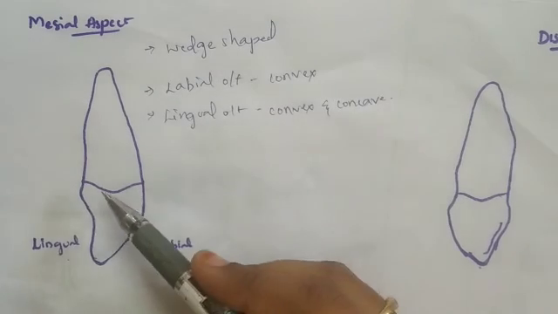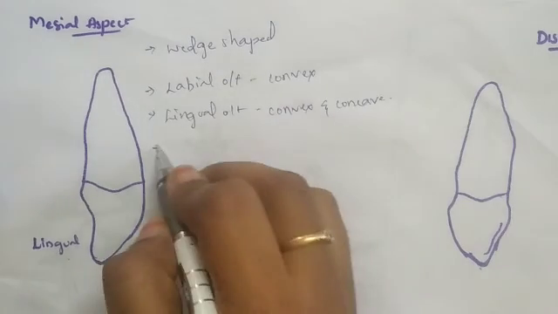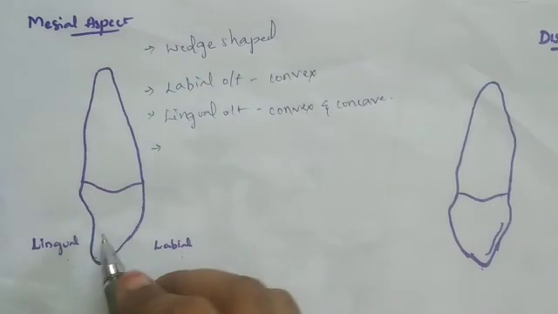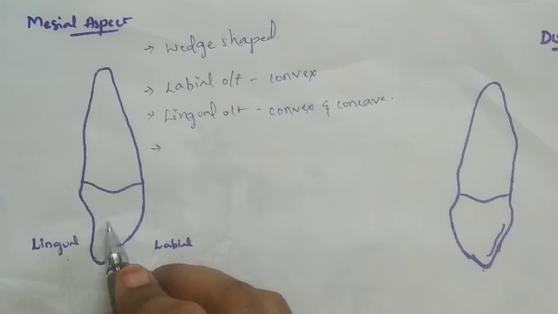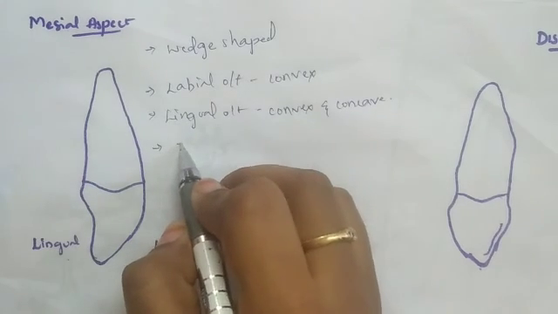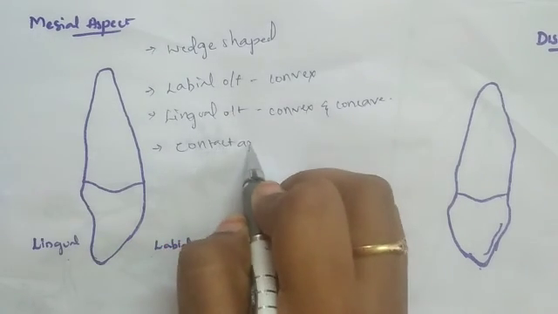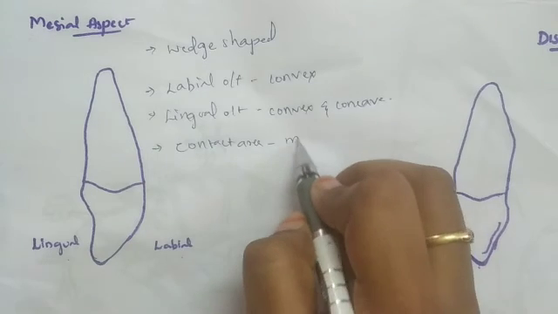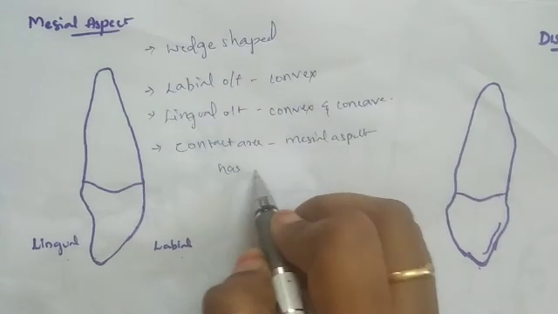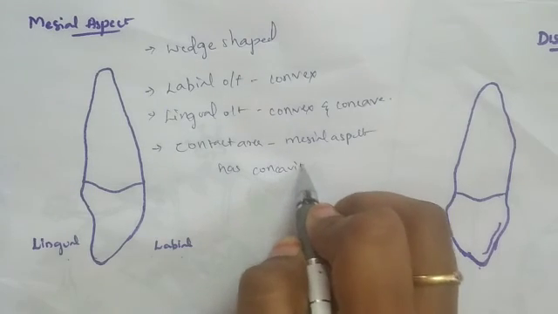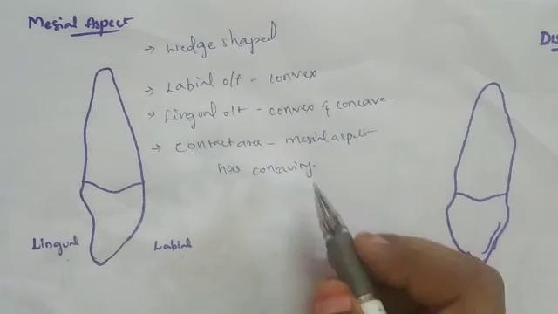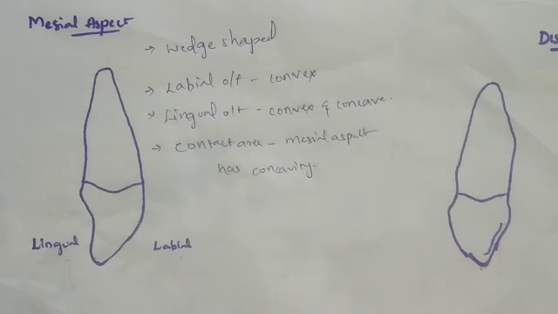Coming to the mesial aspect, seen in this way, it has all convexities except the area above the contact area. In the contact area, it is a little shallow. The contact area in the mesial aspect has a concavity. Apart from this, all the surface is convex. That's it about the crown.